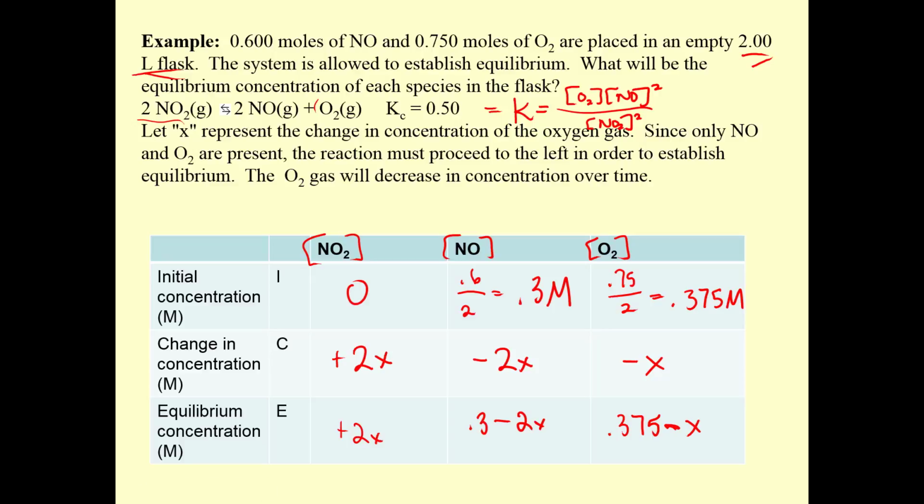All right. So that means if we wanted to calculate the concentrations, we would plug this in for O2, 0.375 minus x, times NO would be 0.3 minus 2x, and then we have to square it because it's part of the equilibrium constant expression, divided by 2x squared. Now, solving that would be complicated, but we know it's 0.50, so we could solve for x and plug it back in and get equilibrium concentrations. Not going to do it, just wanted to set up the ICE table, initial change equilibrium.